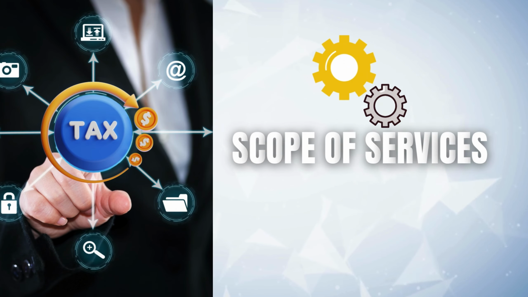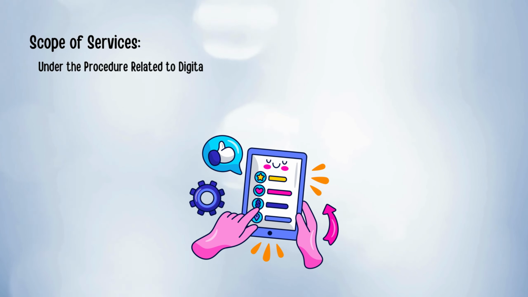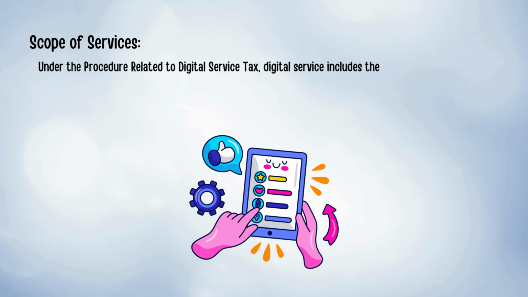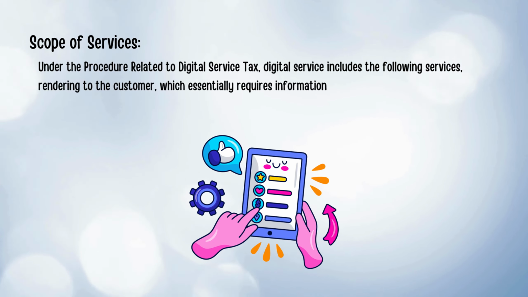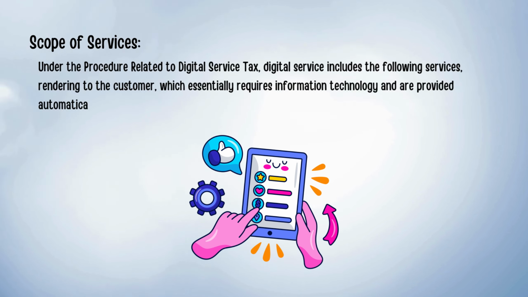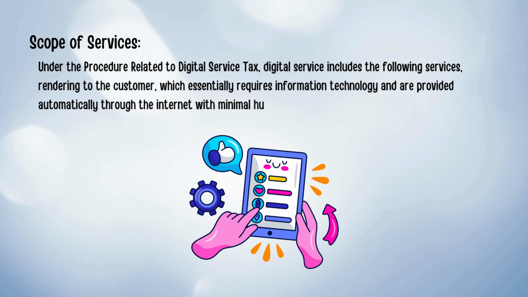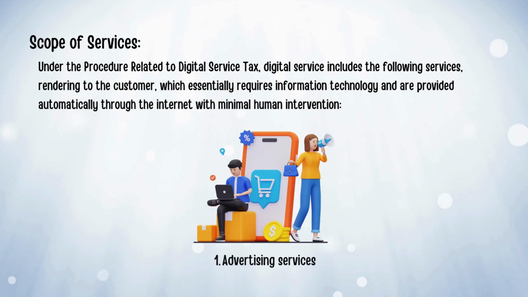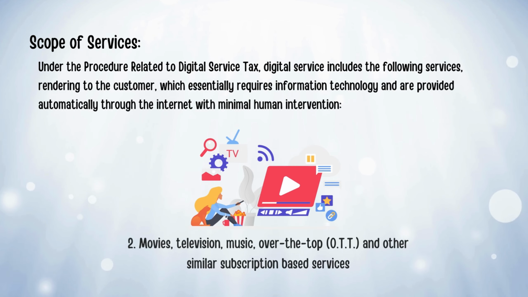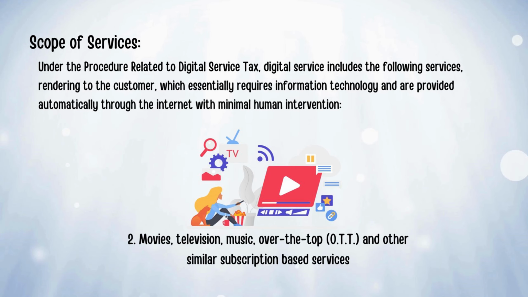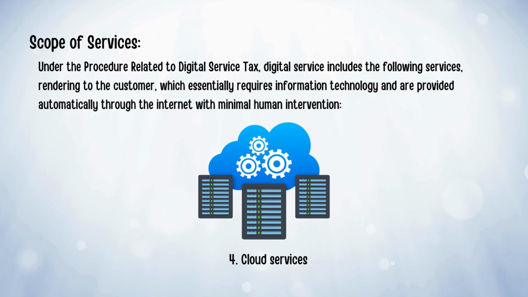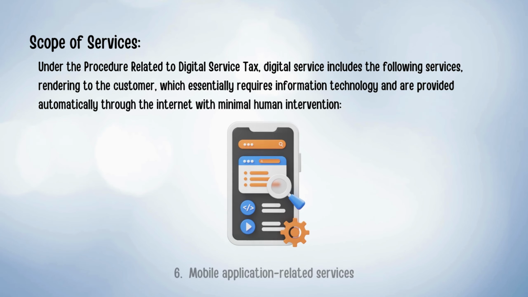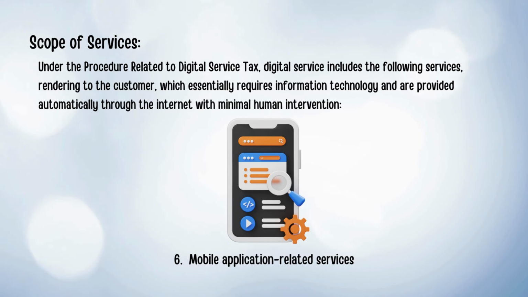Scope of services. Under the procedure related to Digital Service Tax, digital service includes the following services rendered to the customer, which essentially require information technology and are provided automatically through the internet with minimal human intervention. 1. Advertising services. 2. Movies, television, music, over-the-top, and other similar subscription-based services. 3. Data collection services. 4. Cloud services. 5. Gaming services. 6. Mobile application-related services.